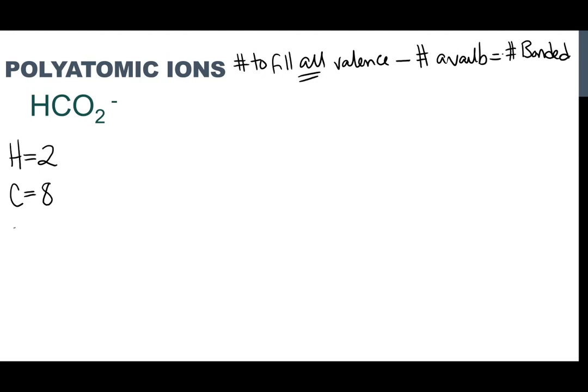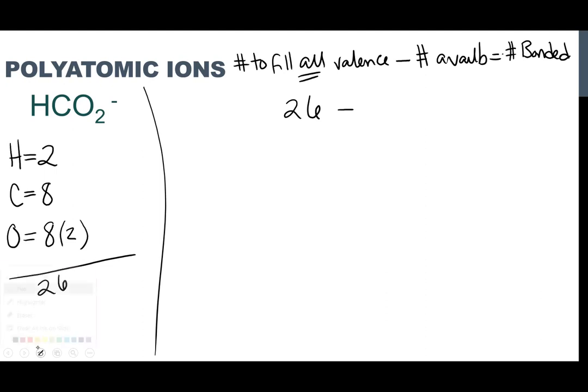How many electrons would make oxygen happy, or fill oxygen? 8, and there's 2 oxygen. So when we add this together, we essentially have 8 times 3, which is 24, 25, and 26. So the number to fill all valence would be 26 electrons. We're going to subtract that.